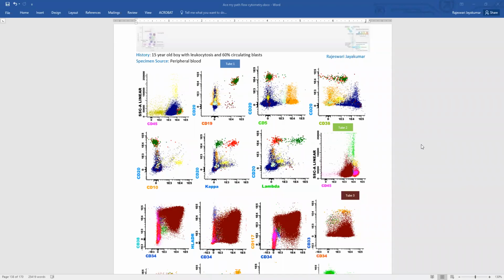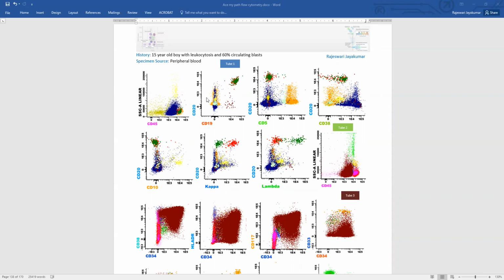Hello everyone, we are now going to go over the peripheral blood flow cytometry plots from a 15-year-old boy who presented with leukocytosis and 60% circulating blast. Let's start with CD45 versus side scatter. We see a small population in the lymphocyte gate, which is defined by bright CD45 and low side scatter. The majority of our cells are seen here in this blast gate, which is defined by low side scatter and dim CD45 expression. And let's follow these dark blue population, which are sitting in the blast gate.